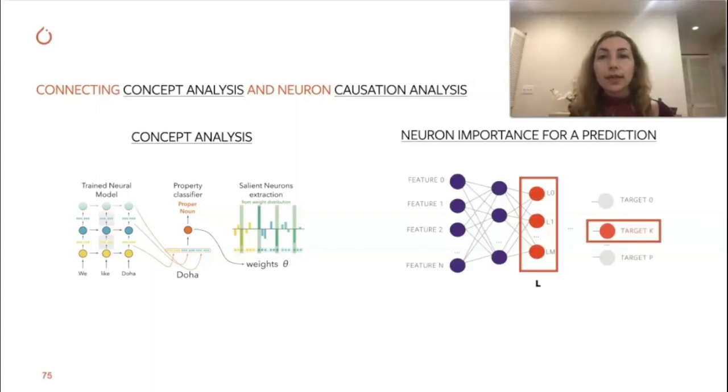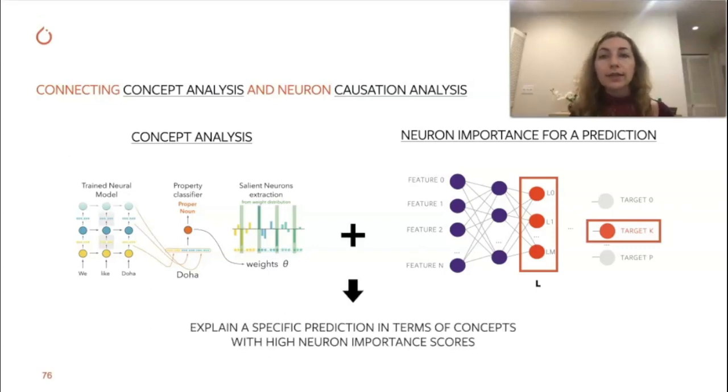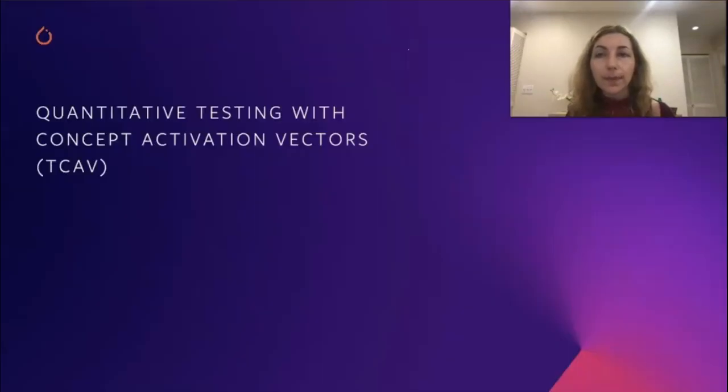Later, we introduced techniques that help us to estimate the importance of all neurons in an intermediate layer L by attributing an output prediction to the neurons in a given layer. We consider connecting these two worlds. That is, we combine important neurons for a specific prediction and detected concepts for those neurons. This will help us to explain model predictions in terms of concepts with high neuron importance scores.